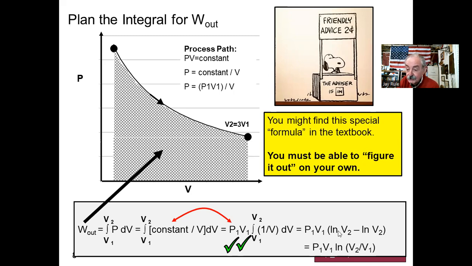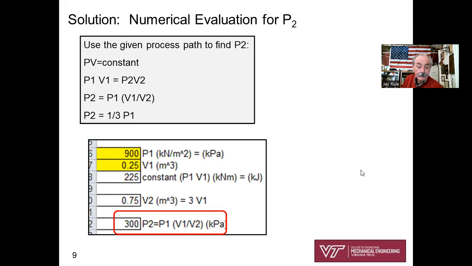the log of V2 minus the log of V1 is the log of V2 over V1. Okay, so you've got the work out. Now it's easy. P1, you know it. V1, you know it. The log of V2 over V1. What's given? The volume triples. So it's the natural log of 3, which is a couple of presses on your calculator. All right, and so there we go.